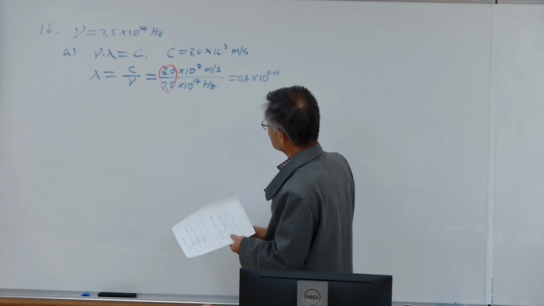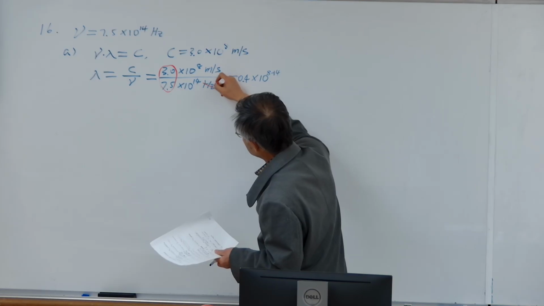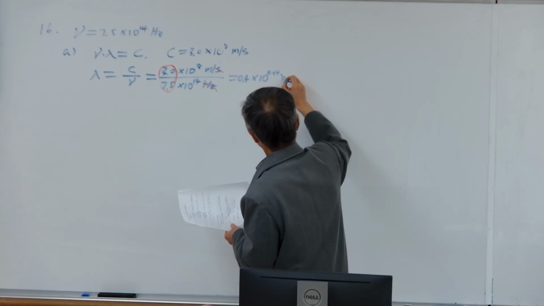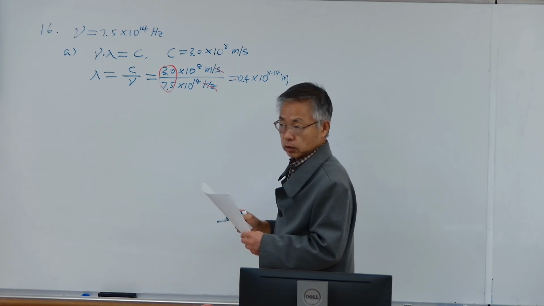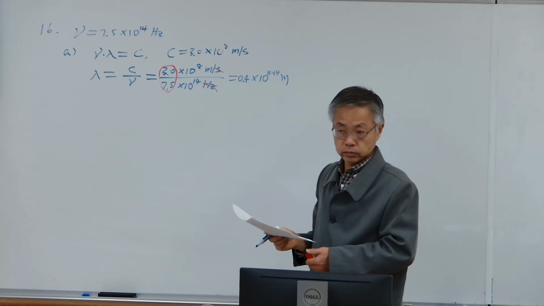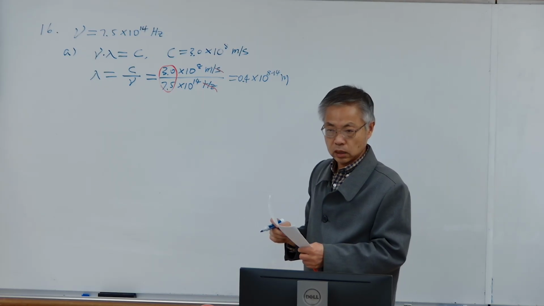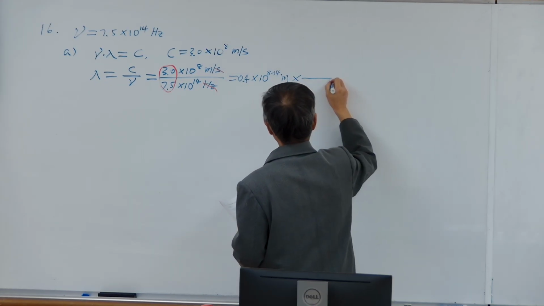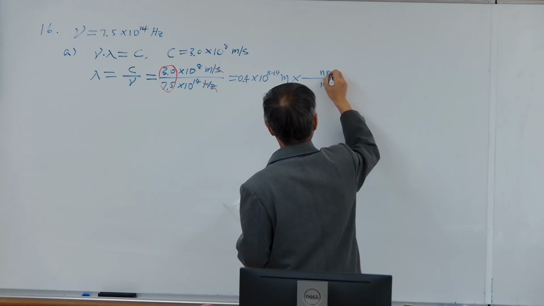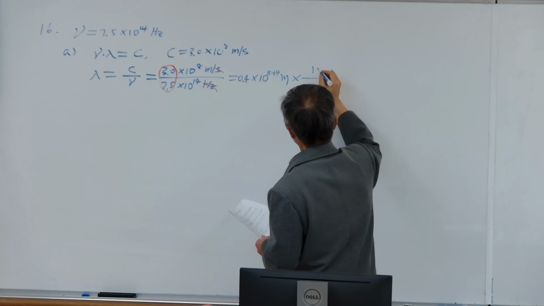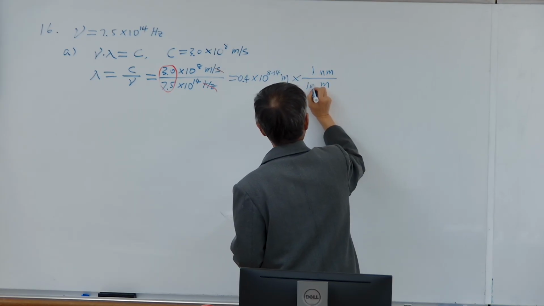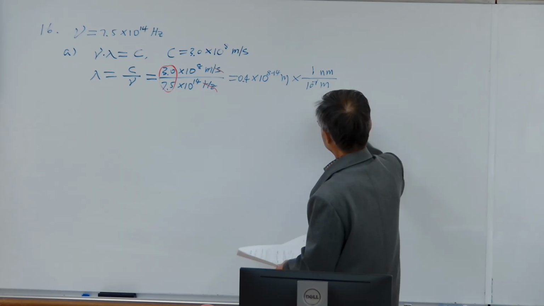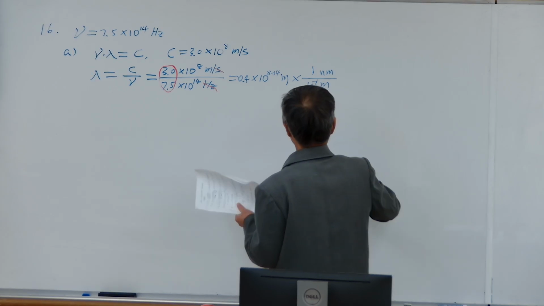Unit, hertz, the actual meaning is per second. So cancel the per second, leftover meter. But here it requires the answer in nanometers. So we have to convert this meter into nanometer. 1 nanometer equals 10 to the negative 9th power meter. So meter cancelled, leftover nanometer.